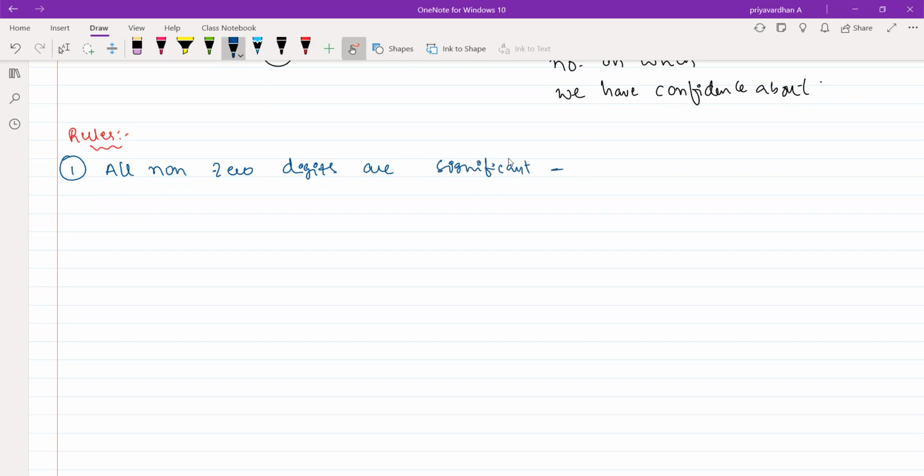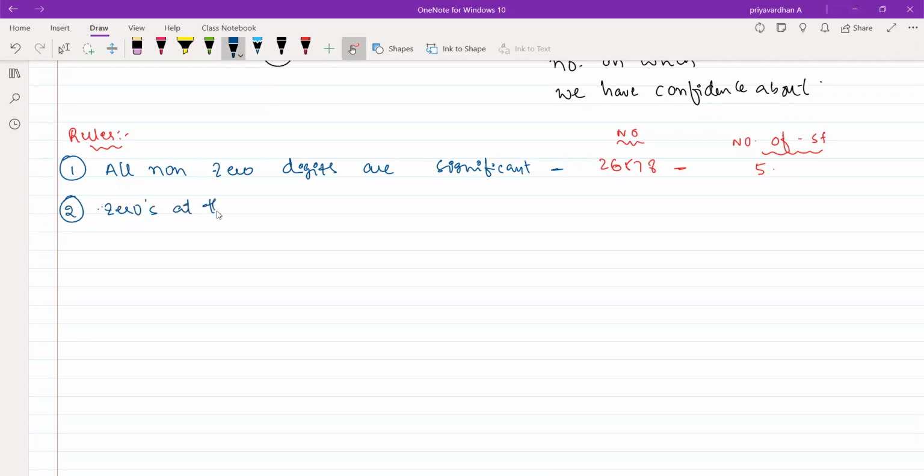Assume you are having some random number, 2, 6, 5, 7, 8. All the numbers are significant. The number of significant figures will be 5 over here. Let me take it as this is the number, and this is the number of significant figures. Now I have taken non-zero digits. Okay, zeros I'll take now.